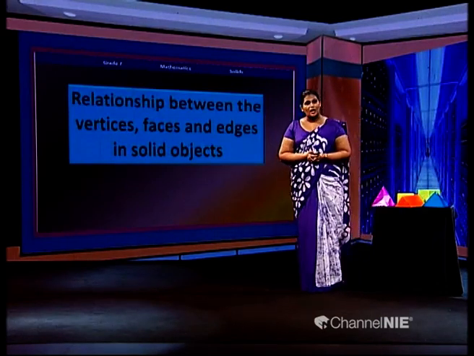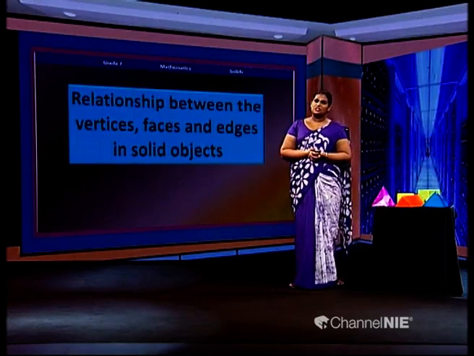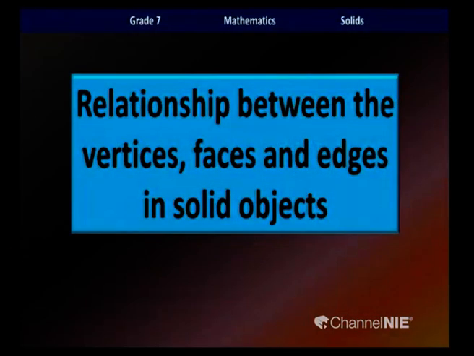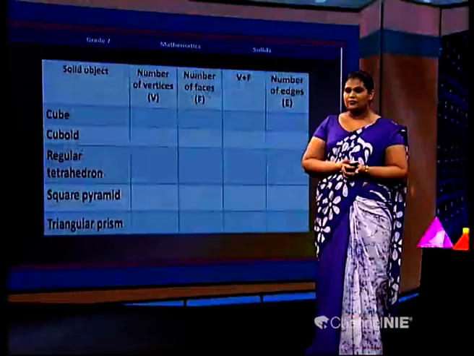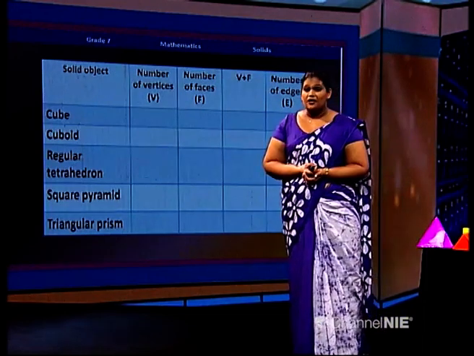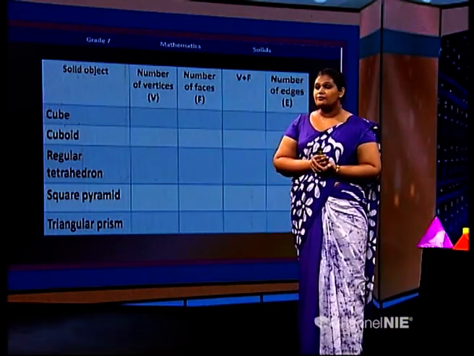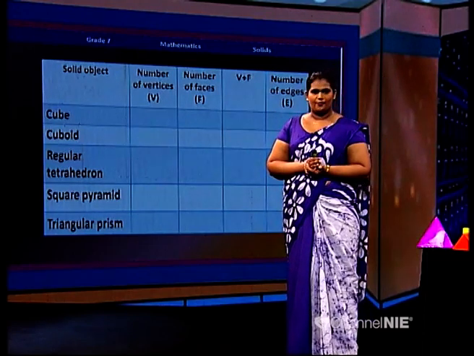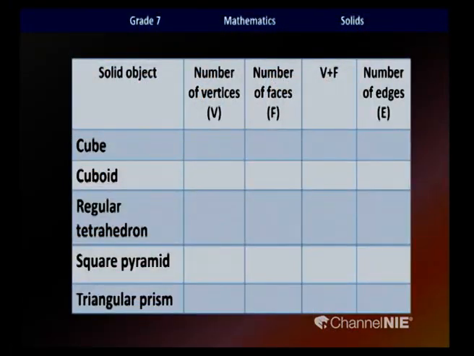Right. Now, we are going to talk about the relationship between the vertices, faces and edges in solid objects. Here, we are going to do a small activity. We have come across 5 solids by now, so we are going to list down the number of vertices, faces and edges of these 5 solids. Shall we take one by one?